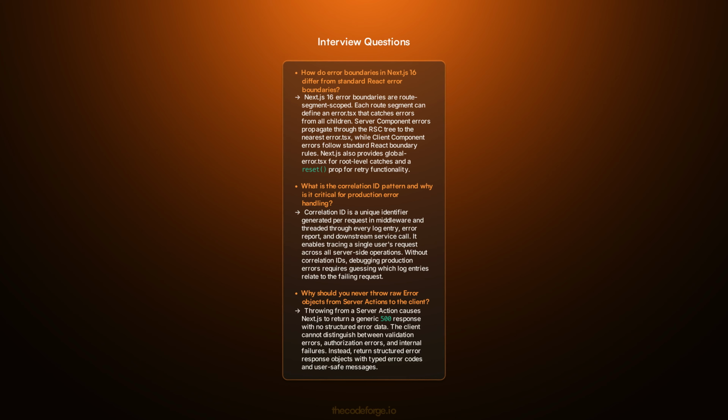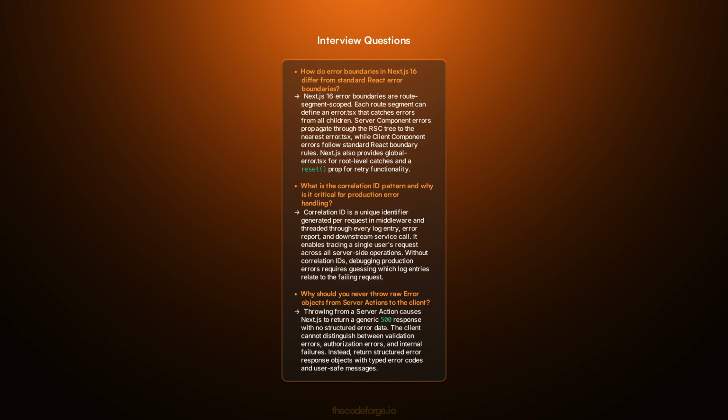Let's run through some common interview questions. How do error boundaries in Next.js 16 differ from standard React error boundaries? Next.js 16 error boundaries are root segment scoped. Each root segment can define an error.tsx that catches errors from all children. Server component errors propagate through the RSC tree to the nearest error.tsx, while client component errors follow standard React boundary rules. Next.js also provides global-error.tsx for root-level catches and a reset prop for retry functionality.